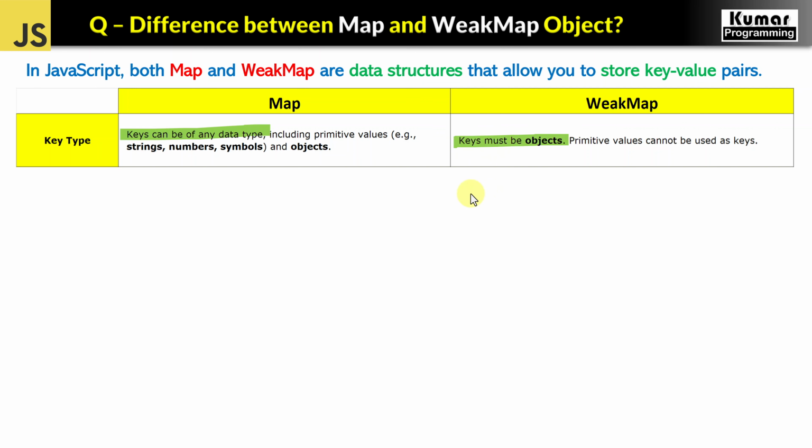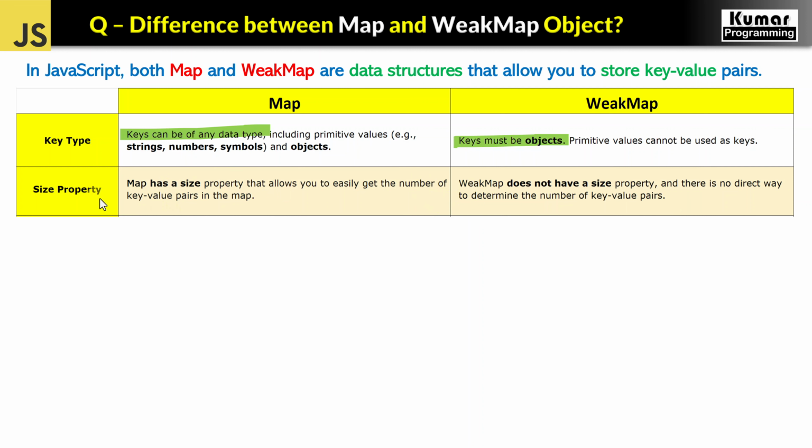Now our second difference is the size property. In Map we have a size property that allows us to easily get the number of key-value pairs inside the Map.